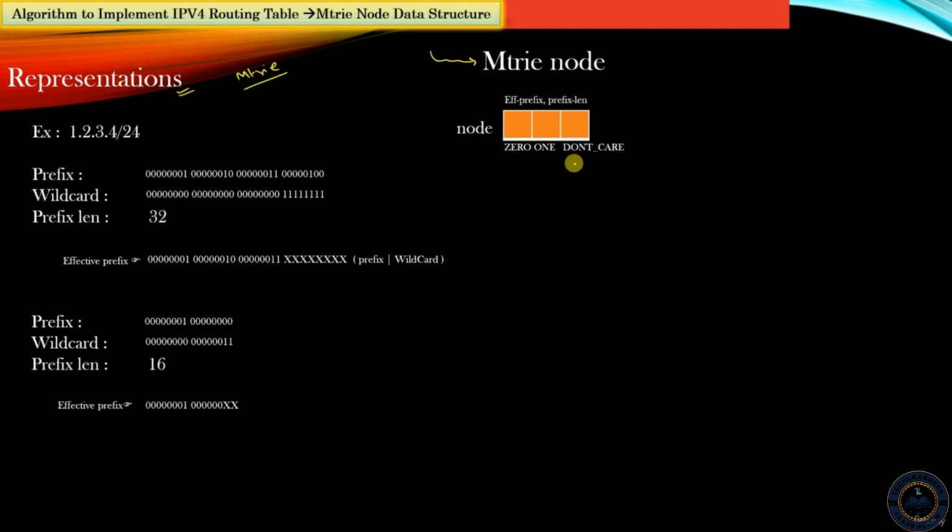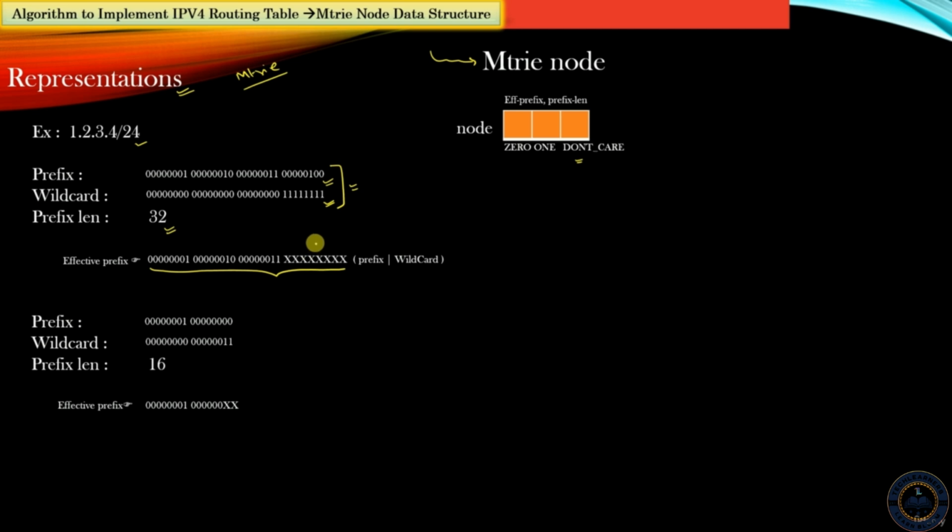Alright, so this is the diagram which shows a typical mtry node which will be used to store routes. Each node of an mtry is going to store a route. So let us discuss with the help of an example how each node in an mtry is going to store information. Let us suppose that we have a route 1.2.3.4/24. We will express this route in terms of prefix and wildcard. And obviously for IPv4 routes, the prefix len is 32. So following is the effective prefix that we will derive from the prefix and wildcard combination.